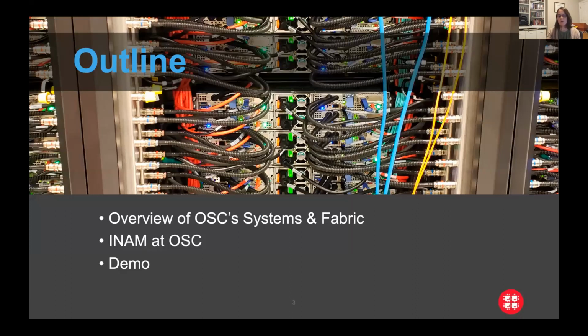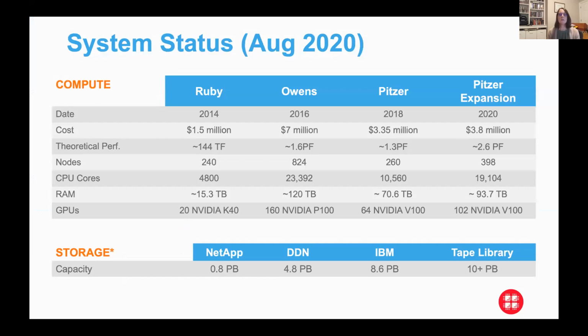So, a quick overview of OSC systems and our fabric, and then we'll talk about INAM at OSC. I'm going to try to keep all this overview to about 10 minutes, so there's lots of time for the demo. Right now, we have 3 systems on the floor, but 2 generations in our largest and newest system, Pitzer. Our oldest system, Ruby, is still operational, but it will be turned off as soon as the Pitzer expansion nodes are made generally available to our community. That means right now we have the biggest fabric we've ever had.